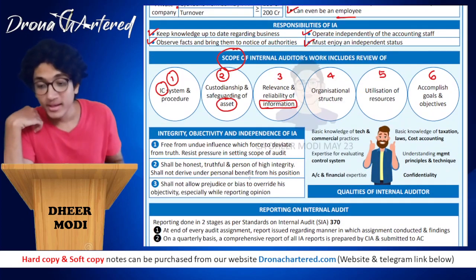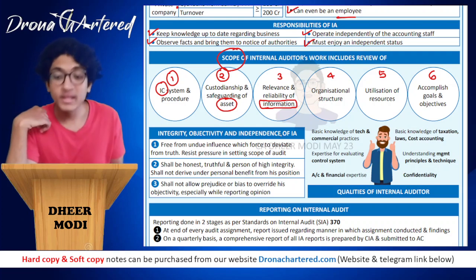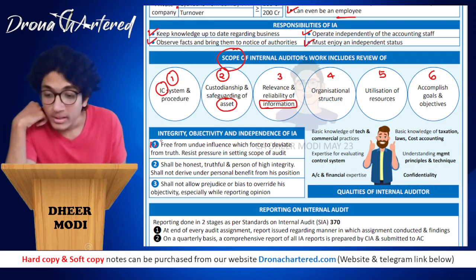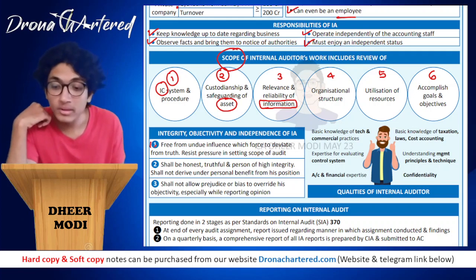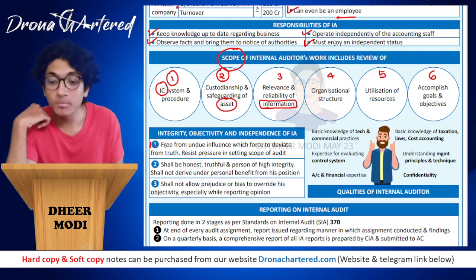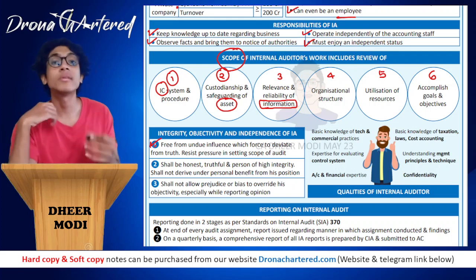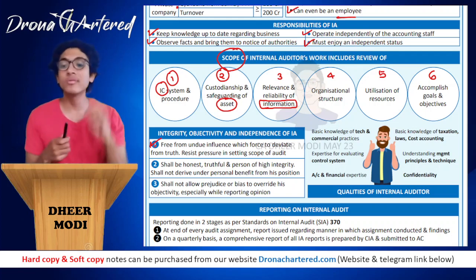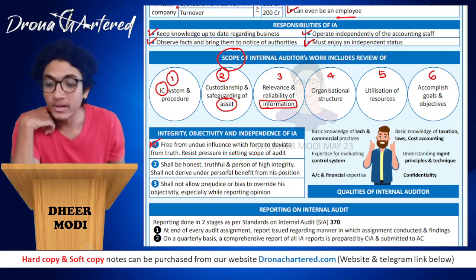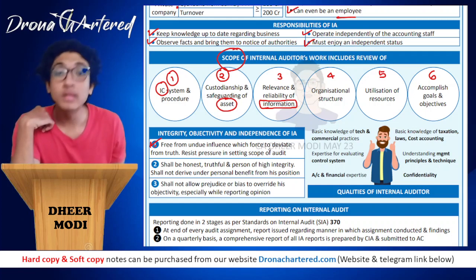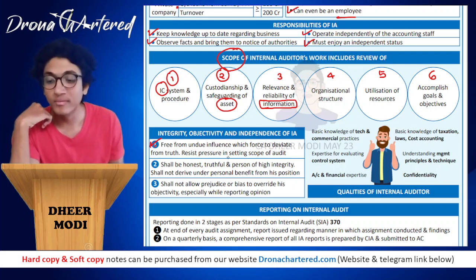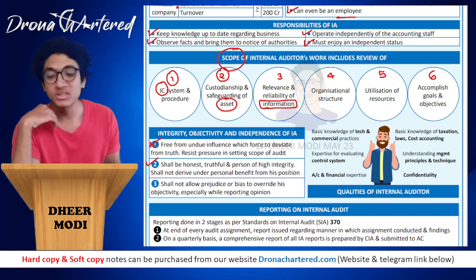Now next is integrity, objectivity, and independence of the internal auditor. He should be free from undue influences which force him to deviate from truth. That means if there is any influence because of which he is not able to report truthfully, all of this should be avoided. He should resist pressure in setting the scope of audit. That means the internal auditor himself should decide what the scope of the audit should be, what all areas to check and in how much depth.